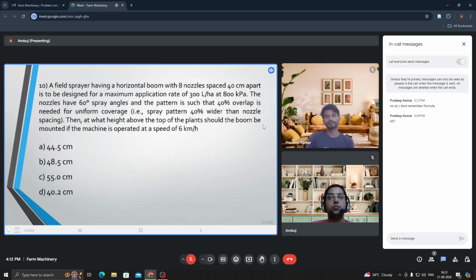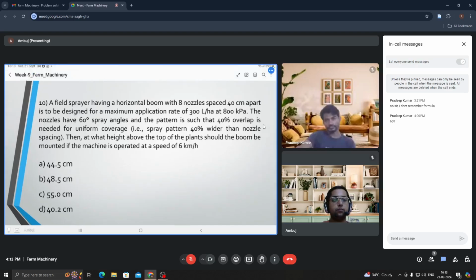From this particular information, you can calculate the height above the top of the plants at which the boom should be mounted. The machine is operated at a speed of 6 kilometers per hour. Okay, try to calculate what should be the height. Okay, try to make a figure like this.